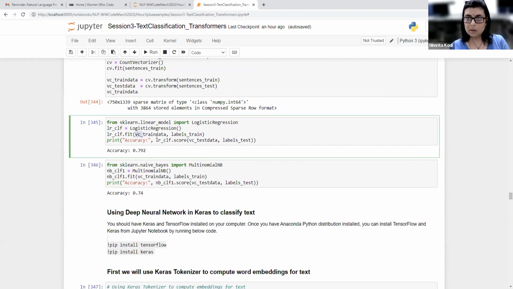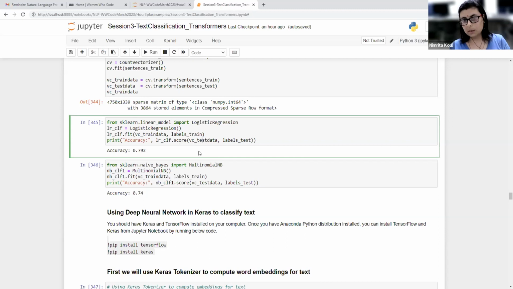This is not the data in text format, but the vector forms of our data, because your models cannot work with text. You have to pass the numbers to them. Once we have fit our logistic regression model on the vector forms of training sentences and the labels, we can use it to make predictions regarding the labels of test data.